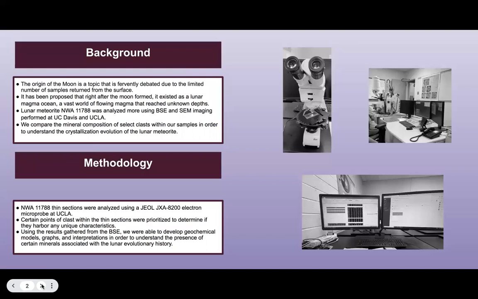Lunar meteorite NWA 11788 was analyzed using BSE and SEM imaging performed at UC Davis and UCLA. We compare the mineral composition of select clasts within our samples in order to understand the crystallization evolution of the lunar meteorite. NWA 11788 thin sections were analyzed using a JEOL JXA 8200 electron microprobe at UCLA. Certain points of the clasts within thin sections were prioritized to determine if they harbor any unique characteristics. Using the results gathered from BSE, we are able to develop geochemical models, graphs, and interpretations in order to understand the presence of certain minerals associated with their evolutionary history.